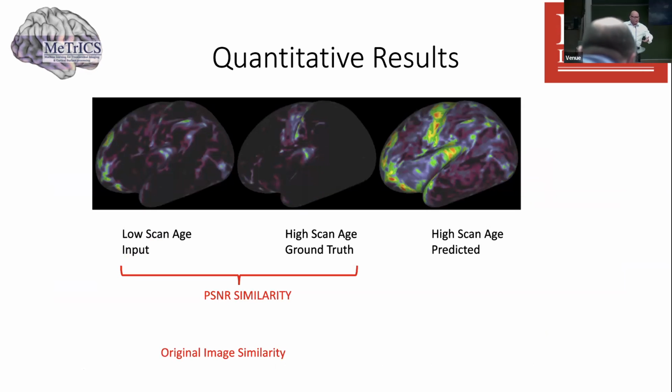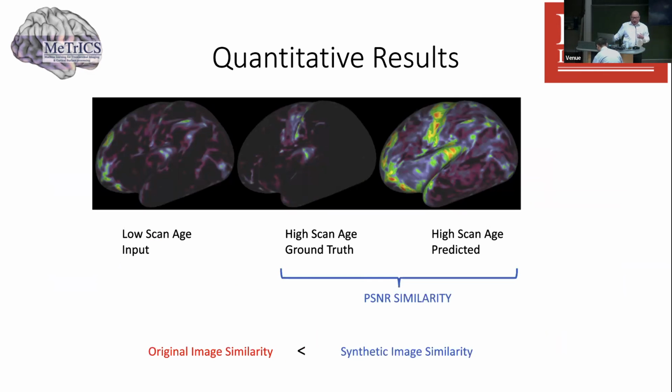Quantitatively, one way to quantify our results is to say, hey, if we have an aged scan, it should be closer to the later scan than the input, right? That makes sense. So if we use an image similarity metric such as PSNR, we can check the closeness of the original input and the later scan, and see if our output is closer to the aged scan than what we started off with.